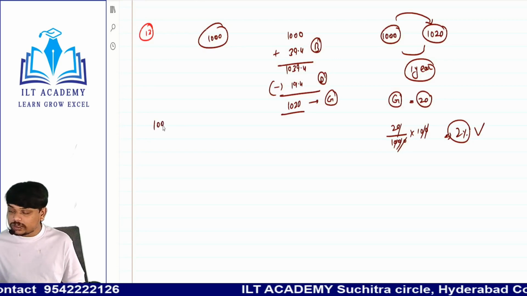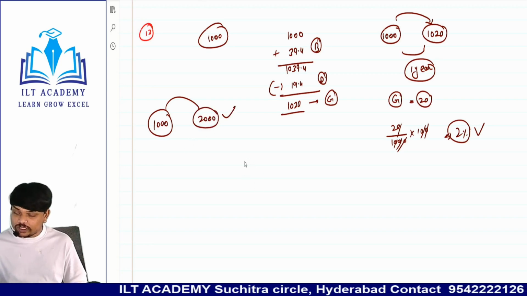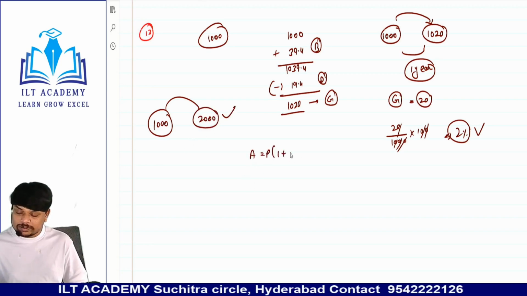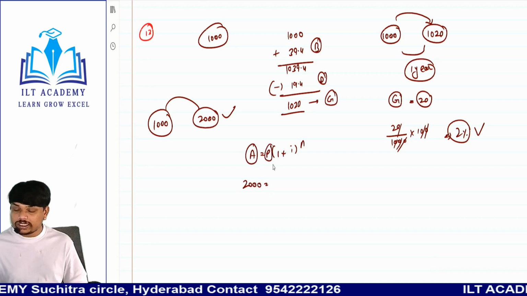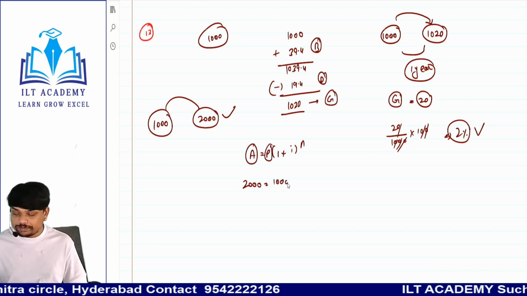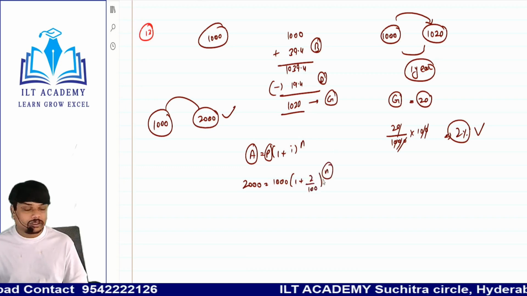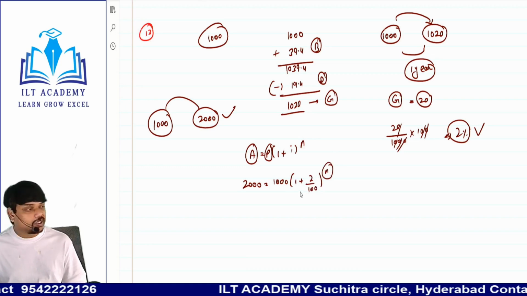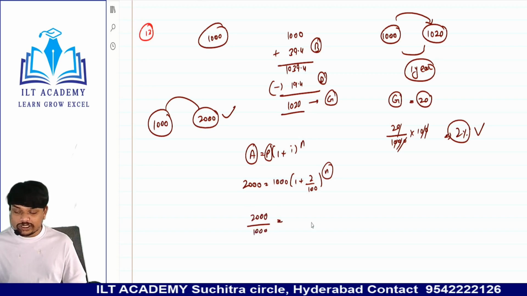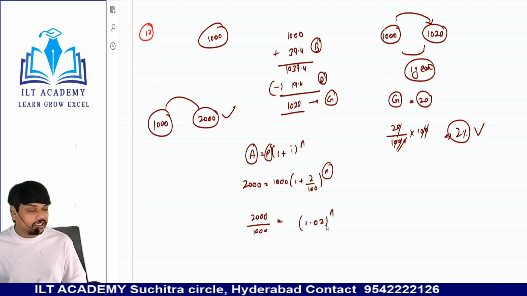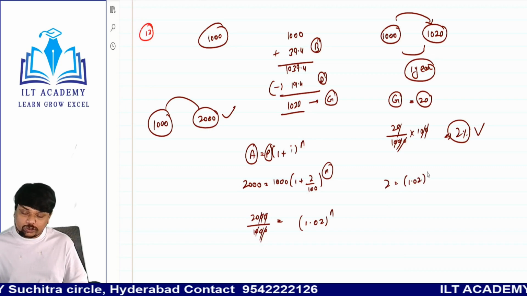So the population of 1000 has to become what? 2000. In how many years? Now we know the formula: amount is equal to principal into 1 plus I whole power n. So the amount of population is how much? 2000 is the expected population and the current population is 1000 into 1 plus 2 upon 100 whole power n. Generally, if the number of years were known you would do this, but now we do not know it. 2000 divided by 1000. This 1000 you can take here. This is 1.02 whole power n. This cancels. So 2 is equal to 1.02 whole power n.